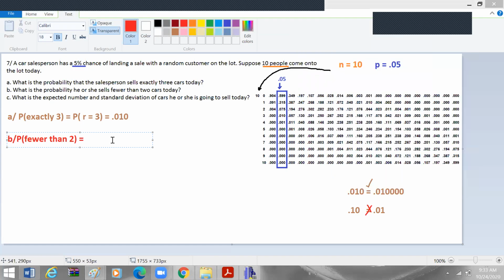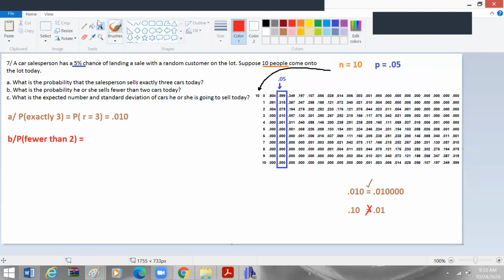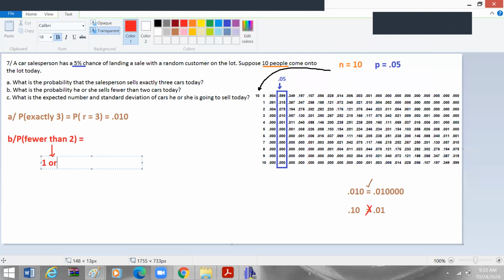Okay, so now we're gonna read the questions for that. Fewer than 2, it's really important that we understand this one. Fewer than 2 will be like 1 or less. So we cannot count 2 in this case. It should be strictly less than 2. So let me just put it right there. We do not count 2.